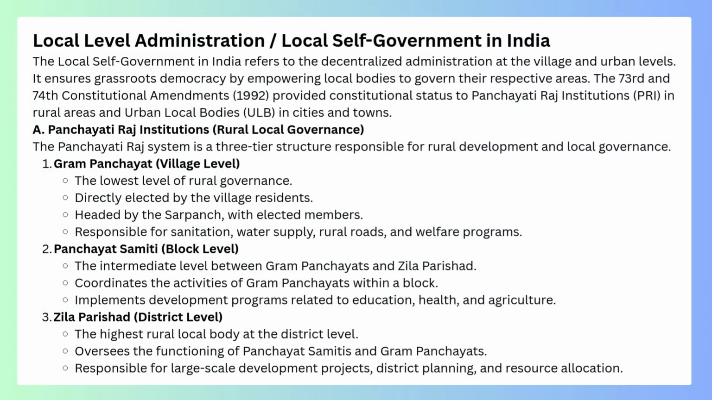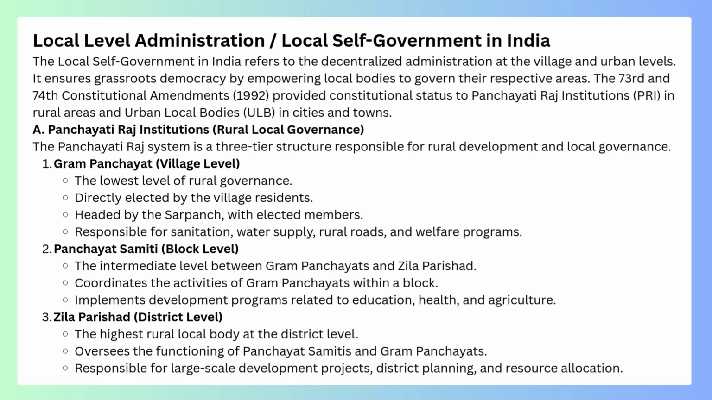Local level administration, local self-government in India. The local self-government in India refers to the decentralized administration at the village and urban levels. It ensures grassroots democracy by empowering local bodies to govern their respective areas. The 73rd and 74th Constitutional Amendments, 1992, provided constitutional status to Panchayati Raj institutions, PRI, in rural areas and urban local bodies, ULB, in cities and towns.